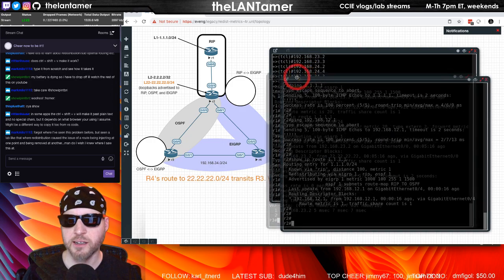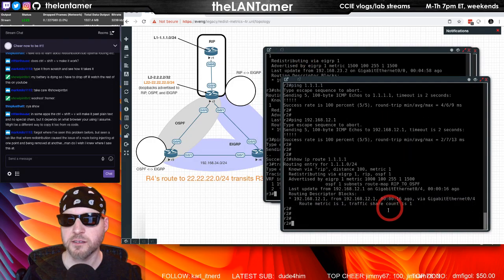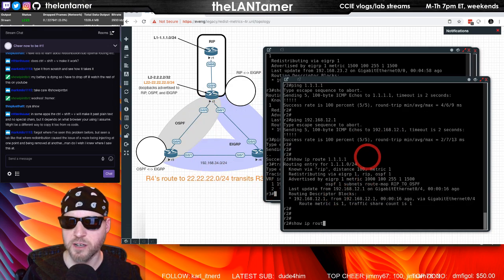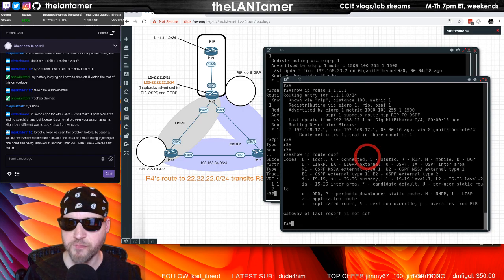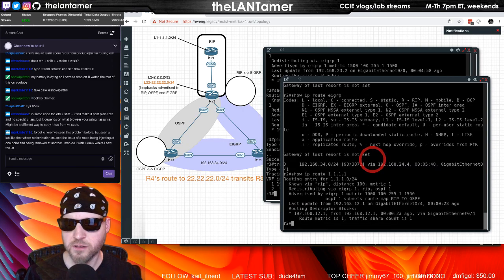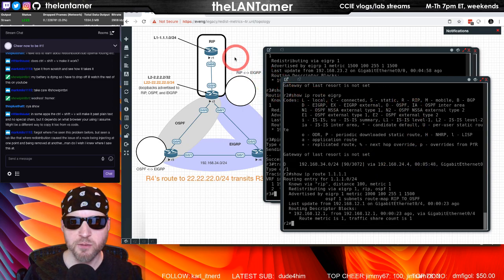Is it the route back? Oh, I wonder if it is. Let's see, show IP route OSPF. That's actually good. 34.0. And that is correct. Let's check router 1.